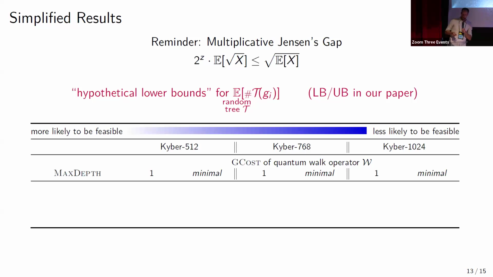Okay, let's look at some results, and I need to explain this a little bit more. So up here is just a reminder of what this multiplicative Jensen's gap is. And then the way that we quantify the size of our subtrees, we get multiple ways to bound the size of these subtrees. For now, I'll just call one of them the hypothetical lower bound. We actually call this lower bound over upper bound in our paper.